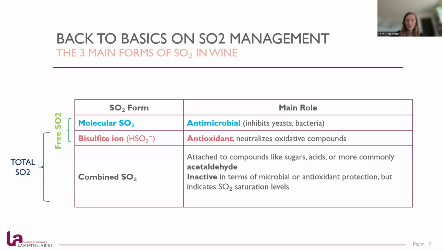And then part of this total SO2, we can also have a big part of the combined SO2. In this situation, the combined SO2 doesn't have any effect on oxidation or microorganisms because it's combined to other compounds like sugars, acids, acetaldehydes, or phenolic compounds.